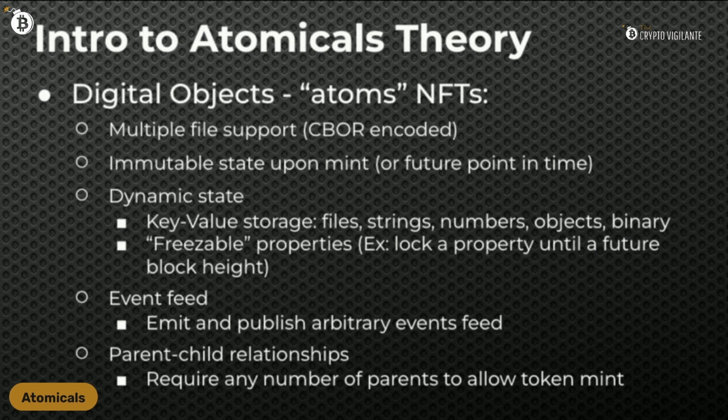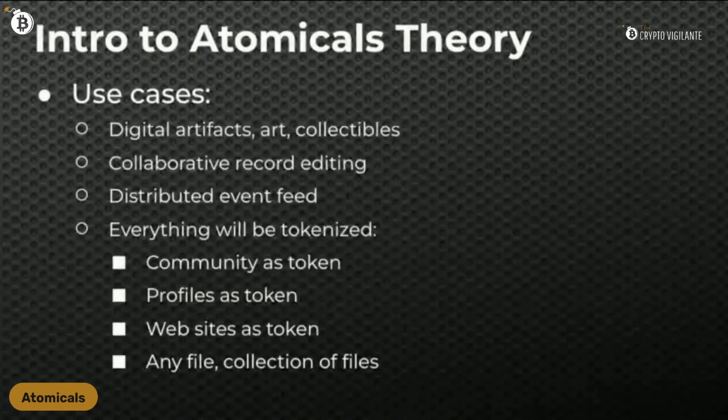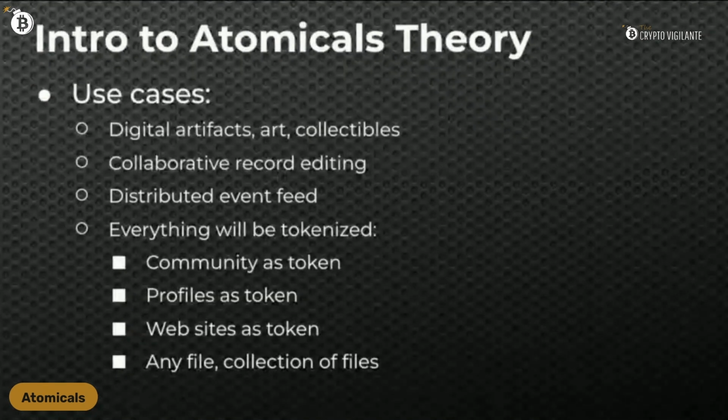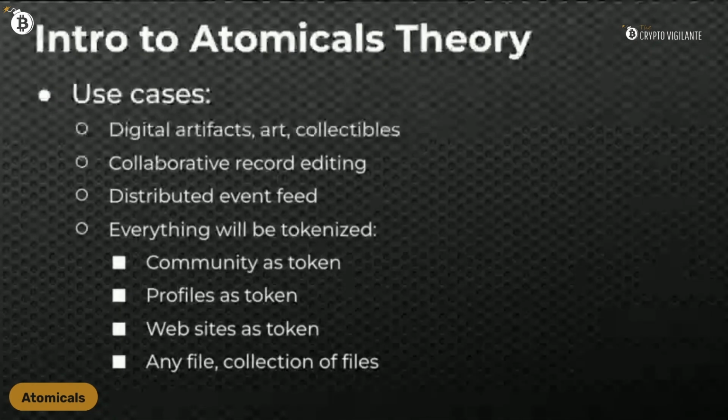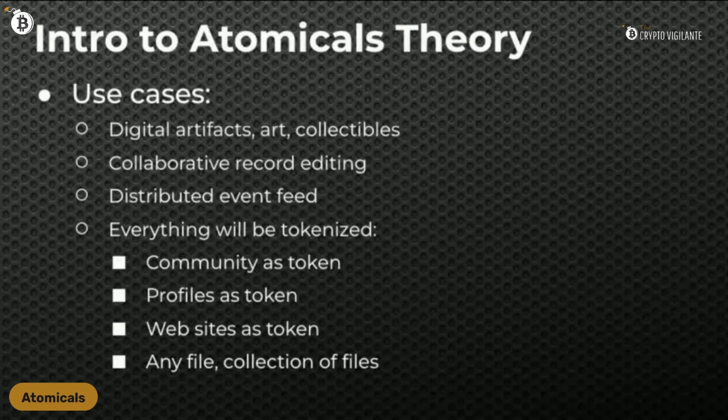Parent-child relationships. We can have any number of parents, 0 to any number, that must be spent as inputs. So you can create complex chains of dependencies by including other atomicals as required inputs to be able to have the mint succeed. Well, the use cases I just mentioned here, everything can be tokenized. Community as token, web profiles, websites as token. Any file, any collection of files can be tokenized.